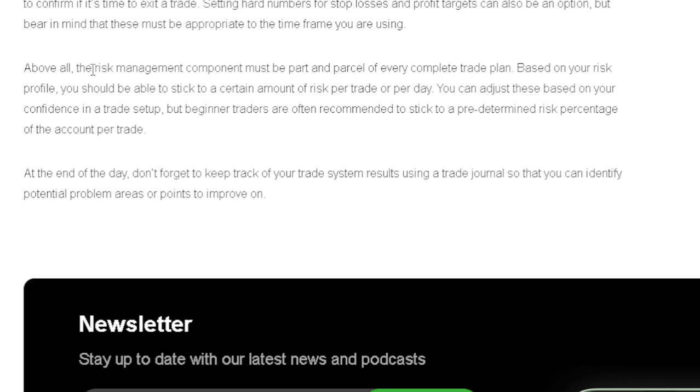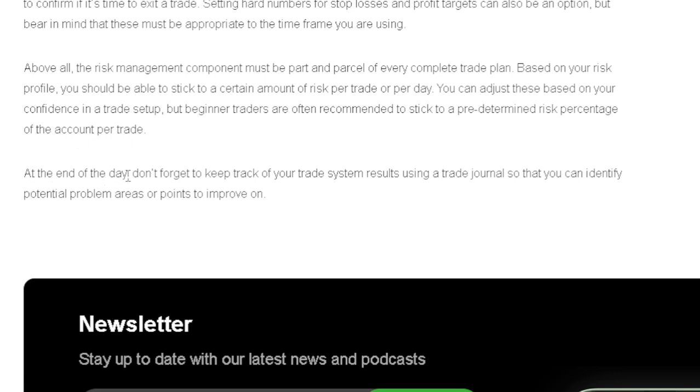Above all, the risk management component must be part and parcel of every complete trade plan based on your risk profile. You should be able to stick to a certain amount of risk per trade or per day. You can adjust this based on your confidence in the trade setup, but beginner traders are often recommended to stick to a predetermined risk percentage of the account per trade.